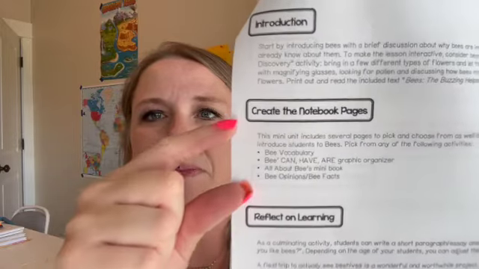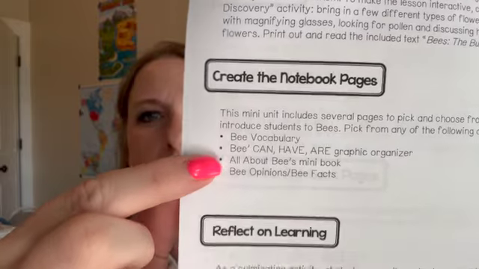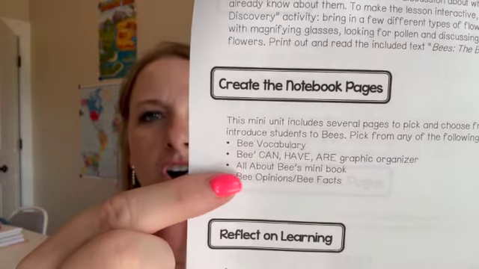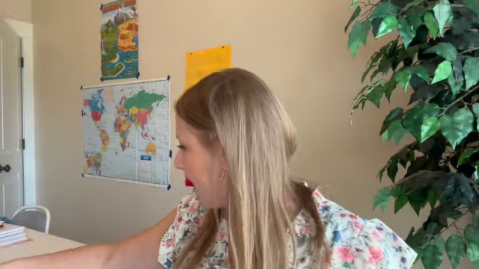When you look at the download, and again, all of my book study guides are formatted the same. So if you choose to get another one of mine, then you'll get an idea of what you're looking at. But this is going to be all of the pages that are in the actual mini unit. So you've got vocabulary, can have are, all about bees, mini book, and then the facts and opinions. That is what this nonfiction text correlates with.